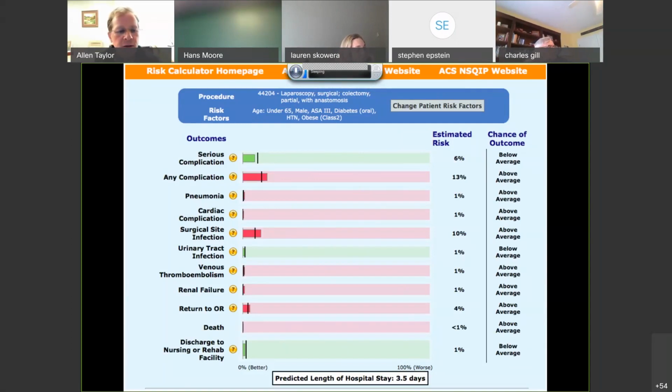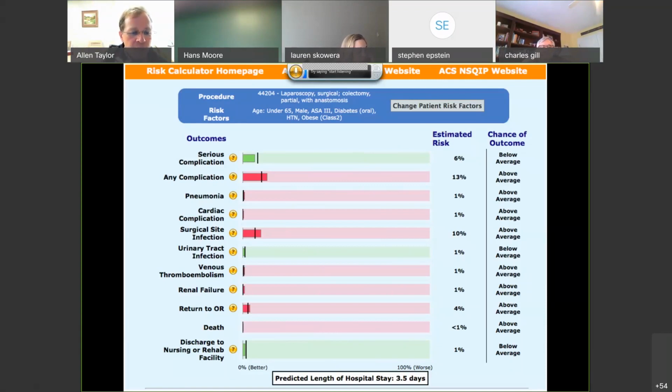And you can see here that the outcomes predicted are shown on the left, and on the right, it shows the estimated patient risk, and then whether that outcome is above or below average for a patient for that surgery. So a serious complication risk you see is 6%. Any complication is 13%. On the fourth line there, you see cardiac complications is 1%.